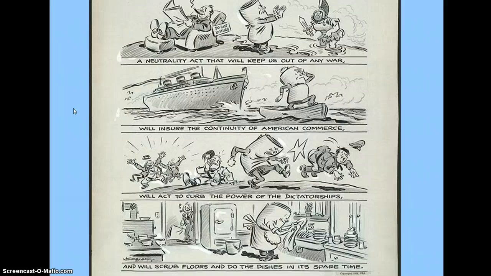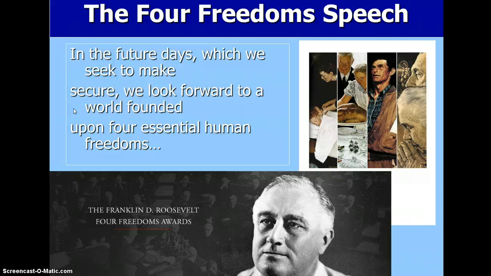So let's get right into the Four Freedoms speech. These actually relate a little bit to the Atlantic Charter. Remember, that is an agreement between Churchill and FDR about the way they want the world to look after World War II. But this is a famous speech that FDR gives. One of the quotes is, "In the future days, which we seek to make secure, we look forward to a world founded upon four essential human freedoms."